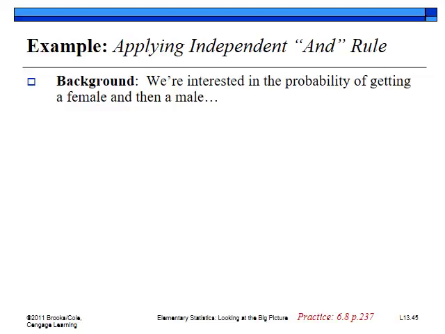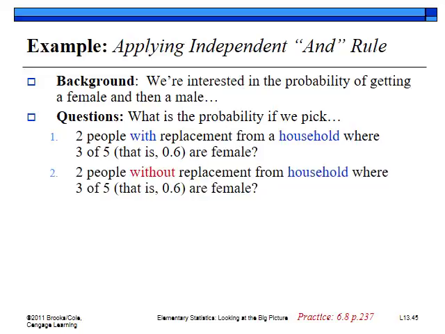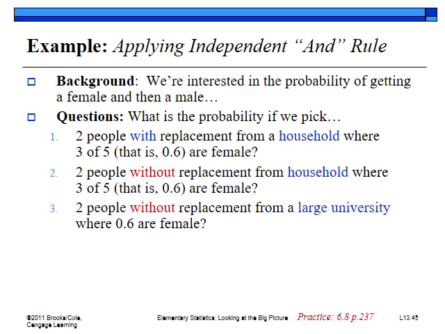Let's look at an application. Let's say that we want to find the probability of getting a female and then a male when we're choosing from among, first, a household of 5 people, where we're choosing 2 with replacement, and 3 of the 5 in the household are female. The second situation is the same as the first, except the choices are made without replacement. The third situation, we're also drawing without replacement, but instead of a small household, we're drawing from a large university.